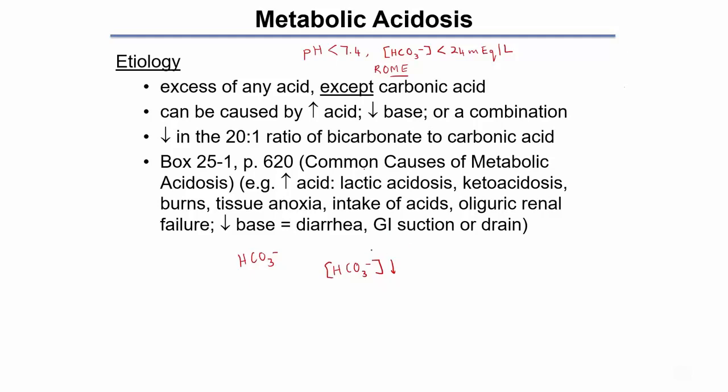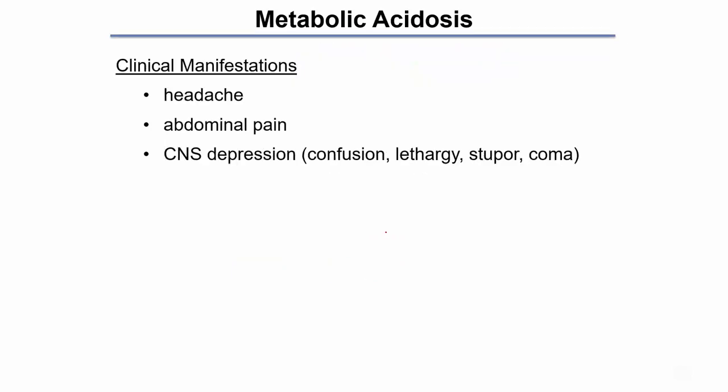GI suction and drainage from the intestinal tract can also cause metabolic acidosis. We're not talking about suction from the stomach, which can cause metabolic alkalosis, as we'll see. What about the clinical manifestations of metabolic acidosis? Firstly, there is hyperventilation. That's going to be the compensatory response, and that's what you're going to see over there.